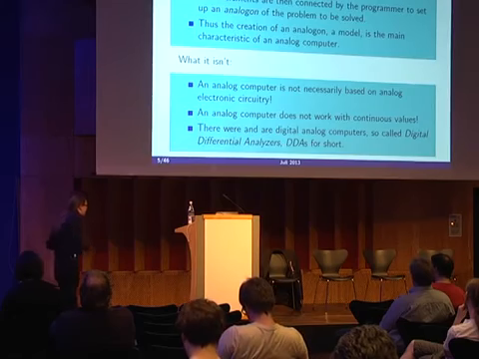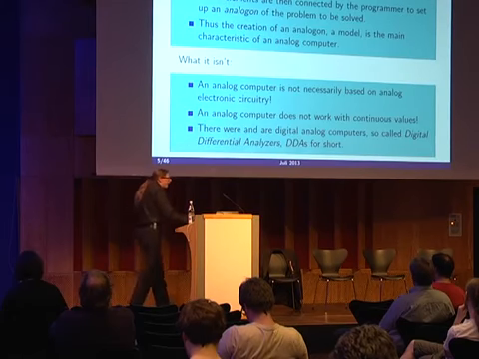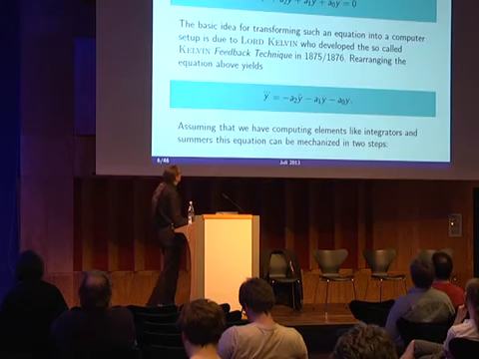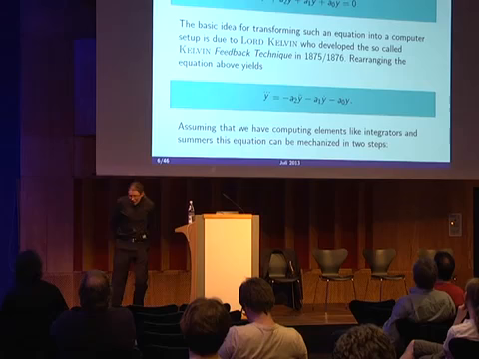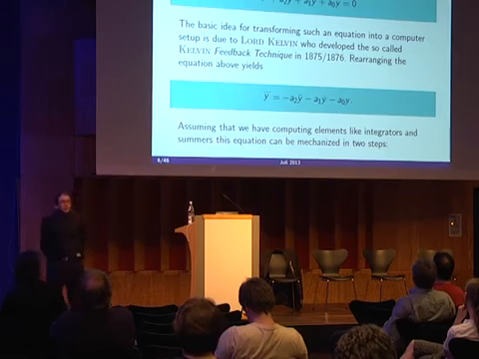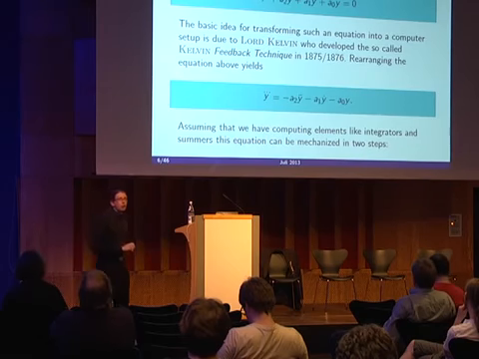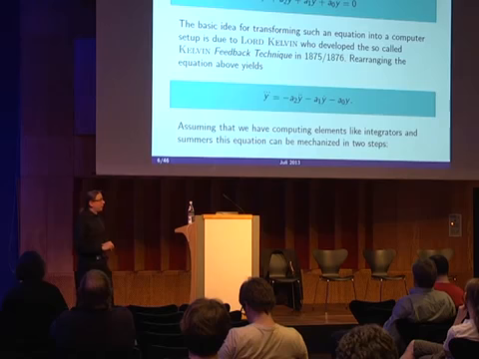And that is where the future of analog computing may lie when combined with, for example, FPGAs, field programmable gate arrays. Let's have a look at a very, very simple example. What are analog computers good for? Analog computers are brilliant for solving differential equations or systems of differential equations.